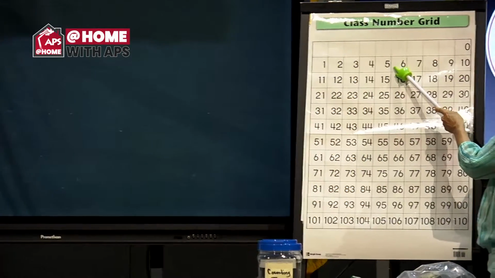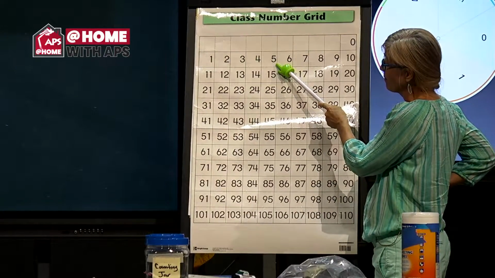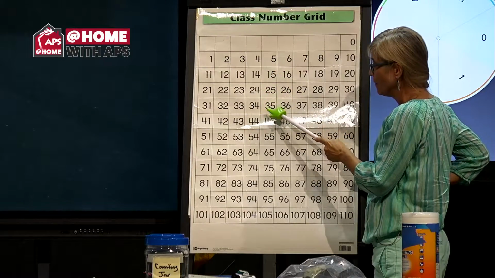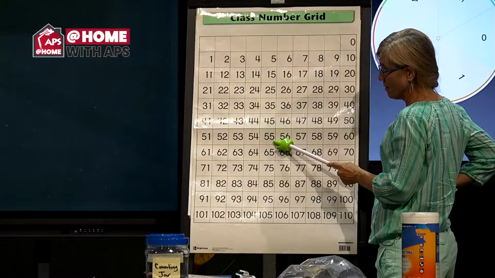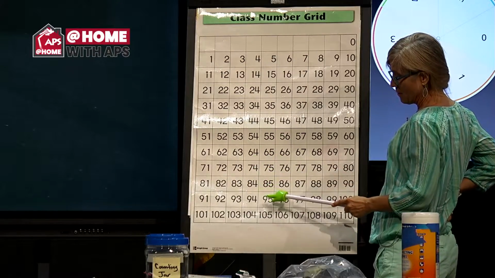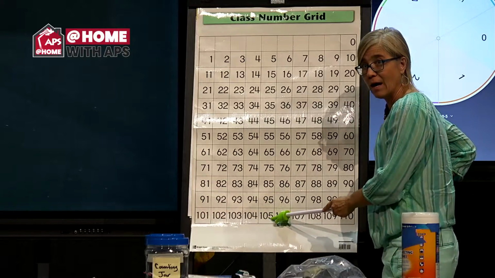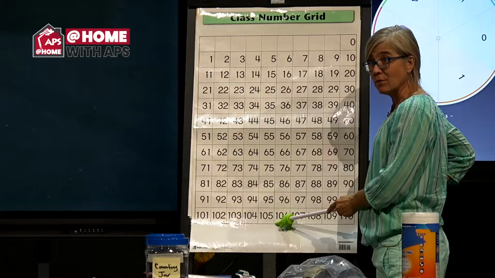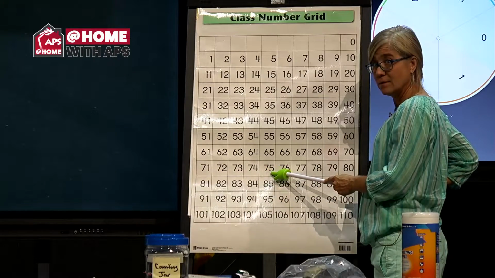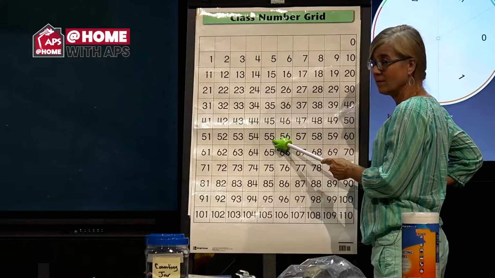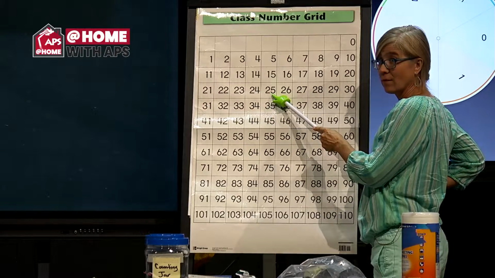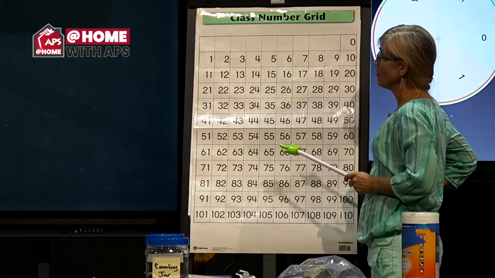And this one, we're just counting by tens, starting at 5. 5, 15, 25, 35, 45, 55, 65, 75, 85, 95, 105. Let's go backwards too. 105, 95, 85, 75, 65, 55, 45, 35, 25, 15, 5.